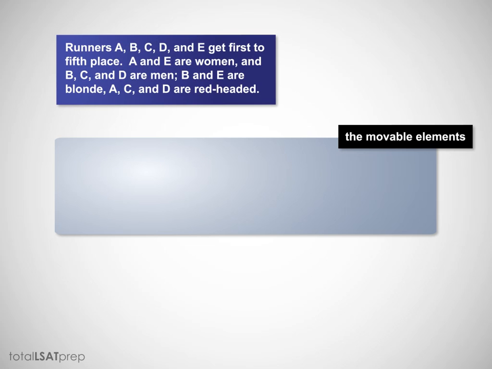So let's take a look at this game. It says that runners A, B, C, D, and E get first to fifth place. A and E are women, and B, C, and D are men. B and E are blonde, and A, C, and D are redheaded. So A and E are women, B, C, and D are men. Those are our additional characteristics for the movable elements. And that means that an individual element could be part of a couple of different groups.